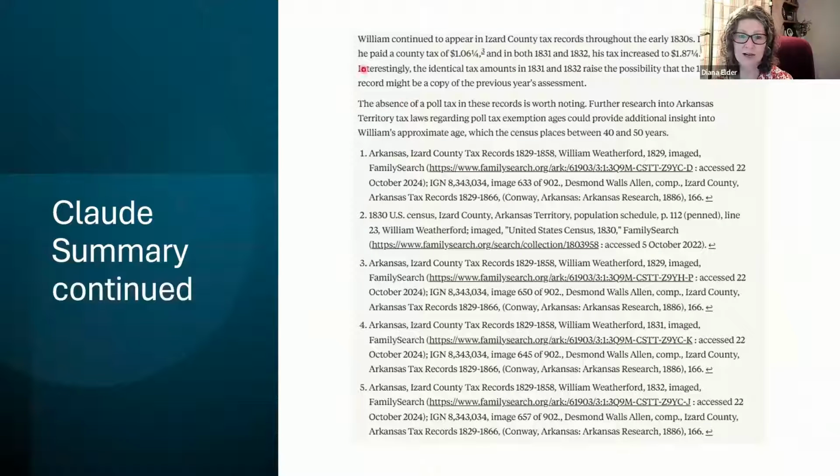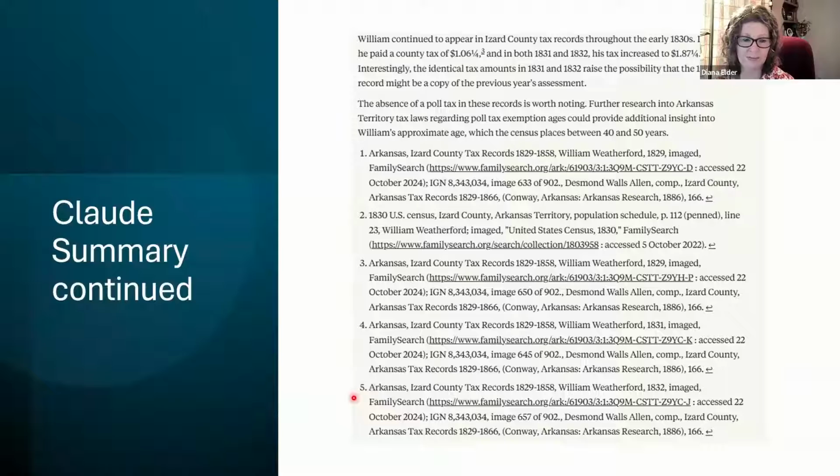So the rest of the summary talks about how William continued to appear in Izard County in the tax records and the amount he paid, and this idea that I had put in my notes that because it was exactly the same in 2 years in a row, it could be a copy of the previous year's assessment. And then this note about how he's not paying a poll tax, so maybe he was over the age of taxation at this time, and I could do some more research. And then it put the appropriate citation for each one of the numbers that it had put in there.